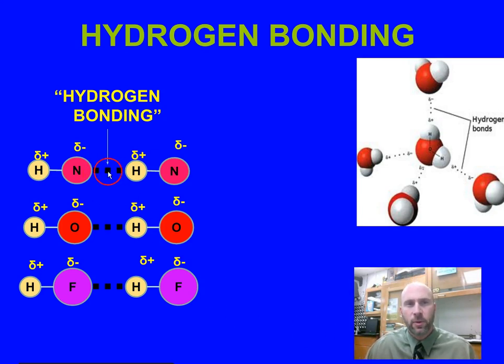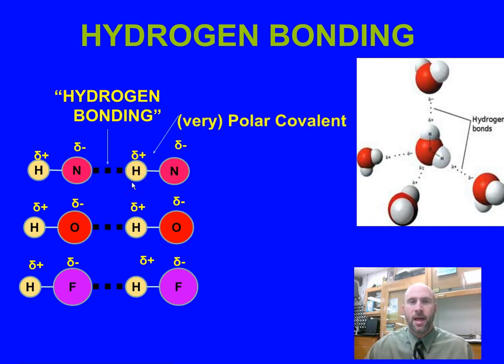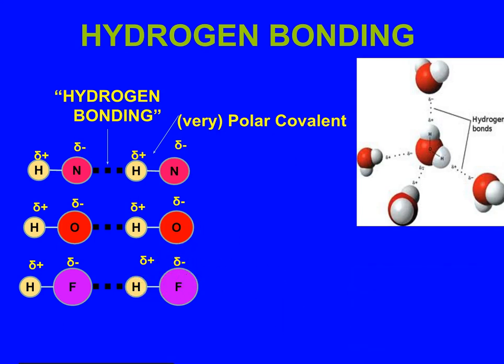Now we represent it with 3 dots. Okay, that's how we represent it. And really what's going on here is if you have a very polar covalent bond within a molecule, so nitrogen and hydrogen, oxygen and hydrogen, fluorine and hydrogen. For example, fluorine has electronegativity 4, and then the hydrogen is 2.1. So that's a big difference. It's almost a difference of 2.